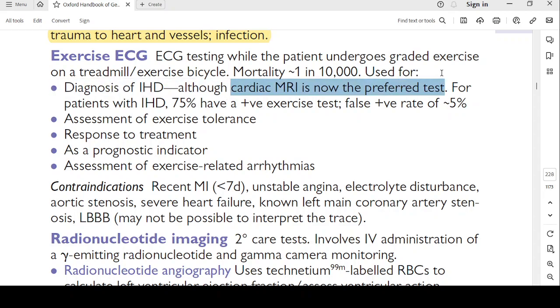See, this is a new change, okay? We are not doing TMT anymore now as a routine. NICE recommends cardiac MRI and some tests we will read later on. Along with in the past medicine, we have a different flowchart nowadays. For the patients with ischemic heart disease, 75% have a positive exercise test, with a false positive rate of 5%. The assessment of exercise tolerance, response to treatment, a prognostic indicator, assessment of exercise related arrhythmias.